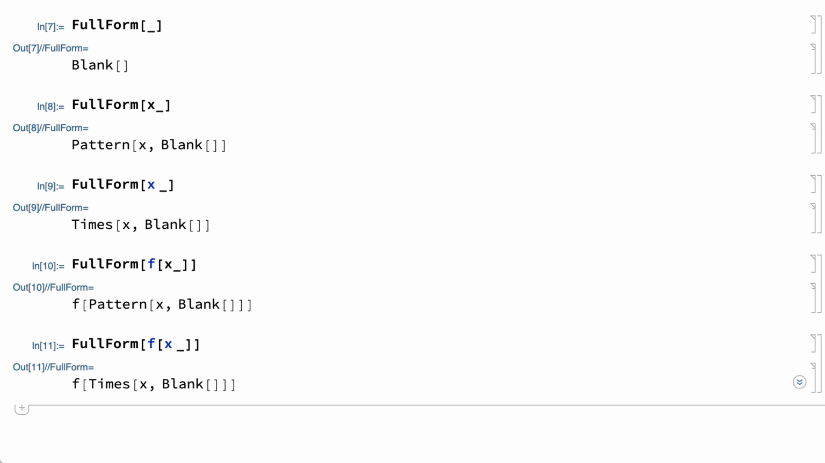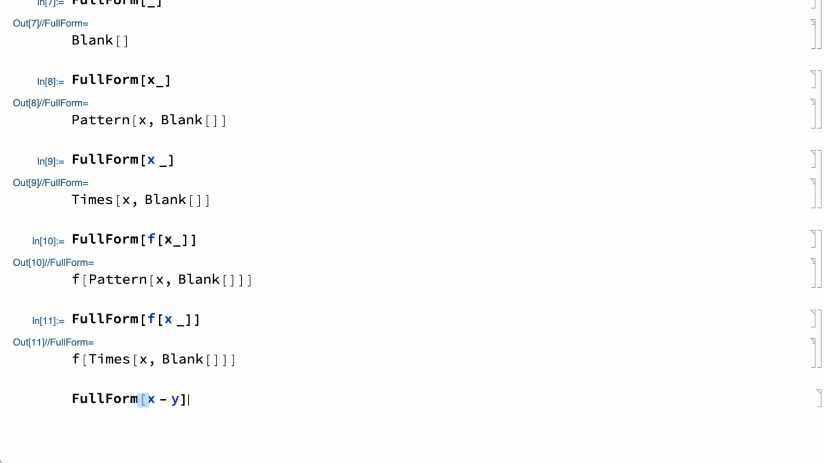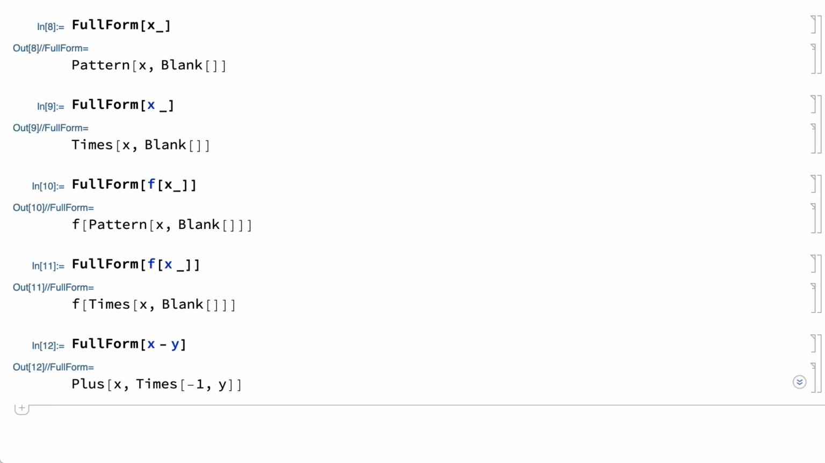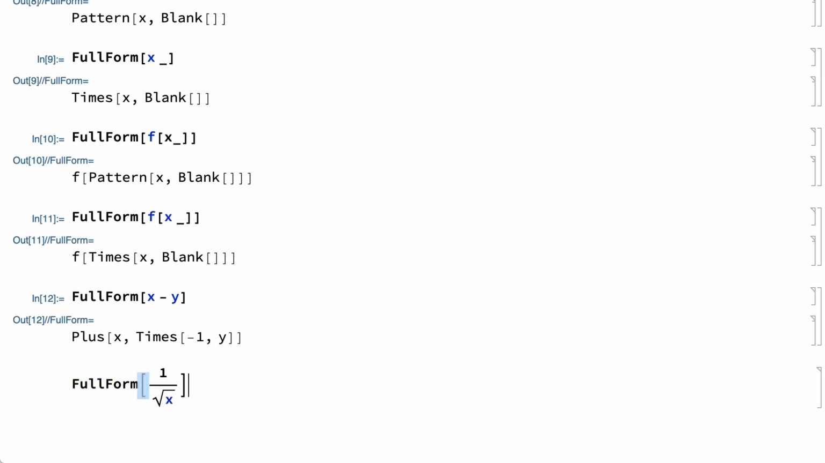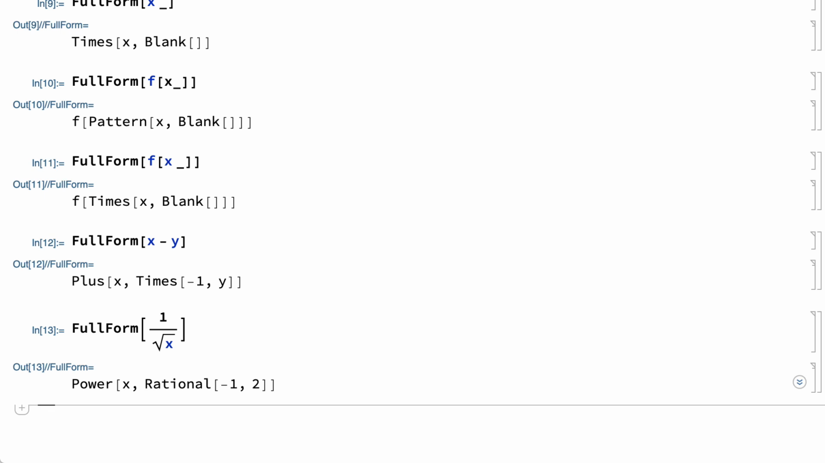FullForm can also be useful in situations where standard formatting does not show how an expression is represented. For example, FullForm shows that x minus y is represented not as subtraction, but as an expression with a head of Plus, and in which one of the terms in the sum has a negative coefficient. Similarly, 1 over square root of x is represented not with a square root, but as a power of x with a negative rational exponent.